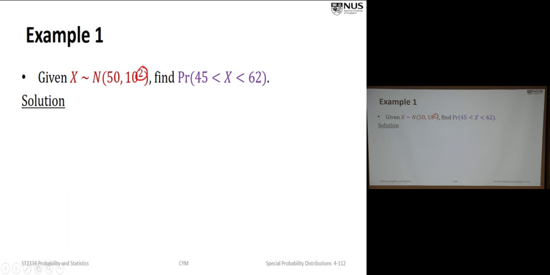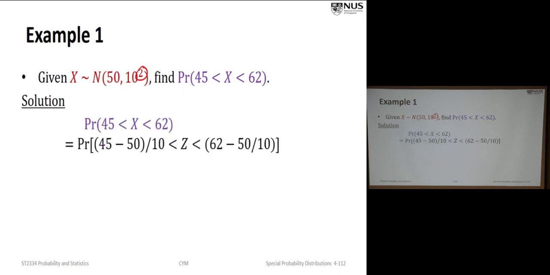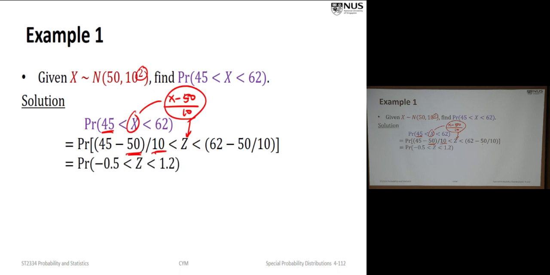But here, I want to convert this to a statement involving a standard normal random variable. So I just have to minus the mean and divide by 10. I do the same thing on every part. This one becomes (X minus 50) divided by 10, which I call Z because it's a standard normal now. And similarly for the other ends. So it's equivalent to Z between minus 0.5 and 1.2. Quite straightforward, but you have to pay attention.